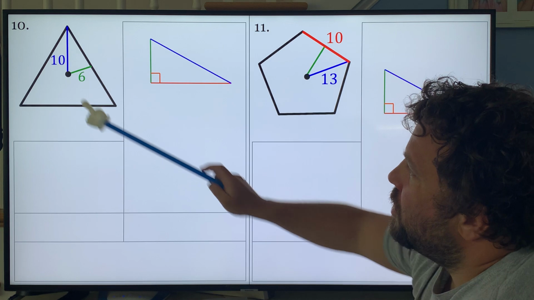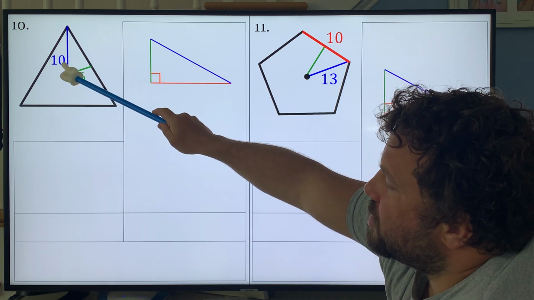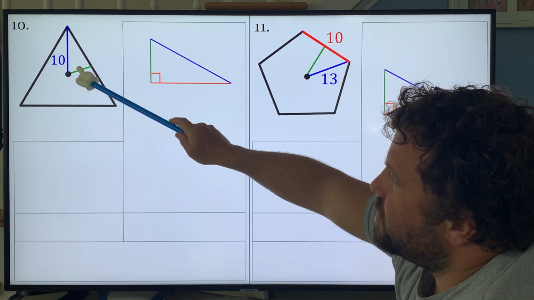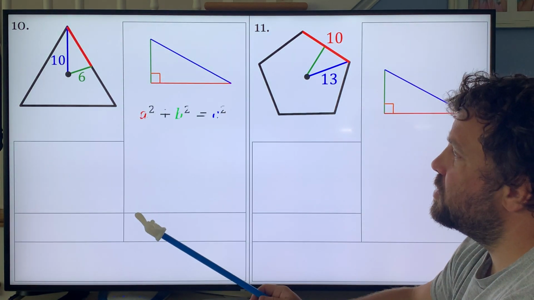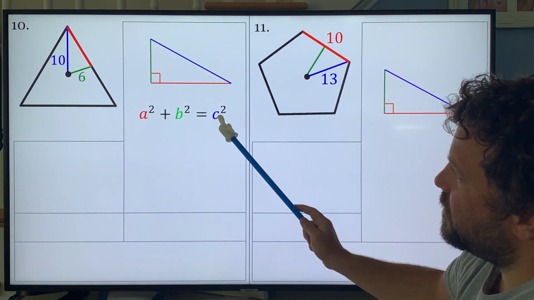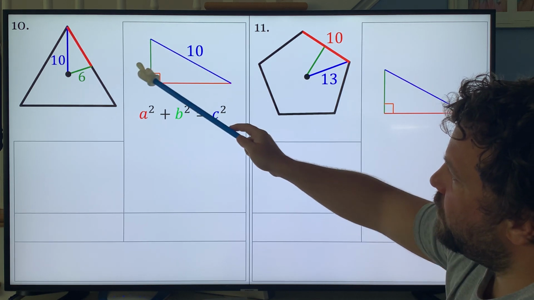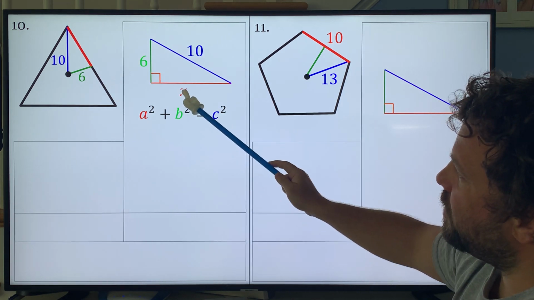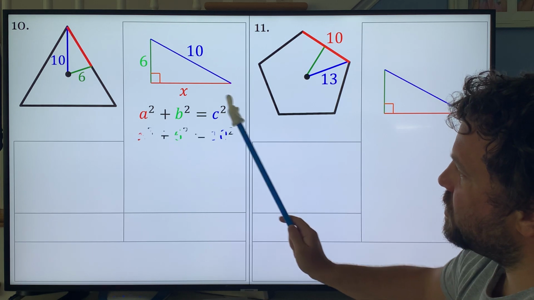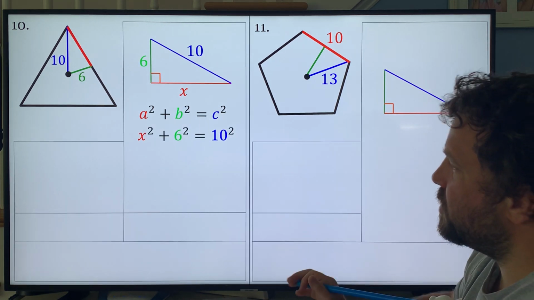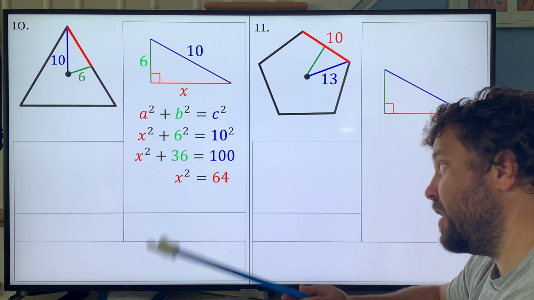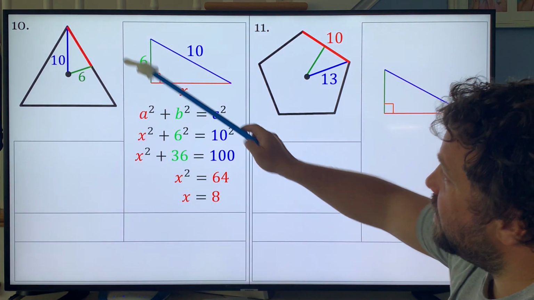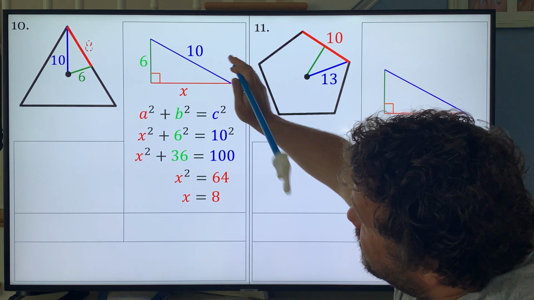So 10 is our radius, which is our hypotenuse, and 6 is one of the sides, and we're looking for that red side. All right? So a squared plus b squared equals c squared. We got 10, we got 6, and we're looking for our a, or our x. X squared plus 6 squared equals 10 squared. X squared plus 36 is 100. X squared is 64. X is 8. So that means that this is 8.